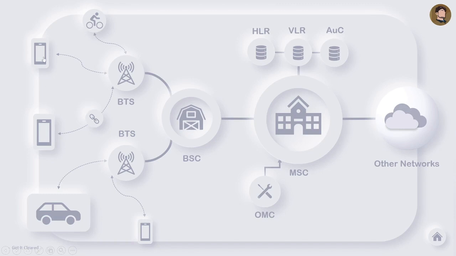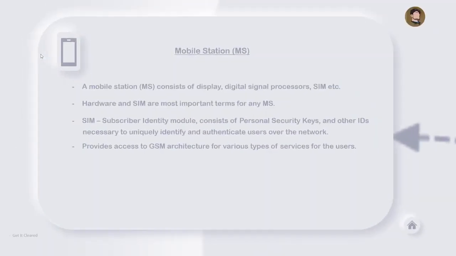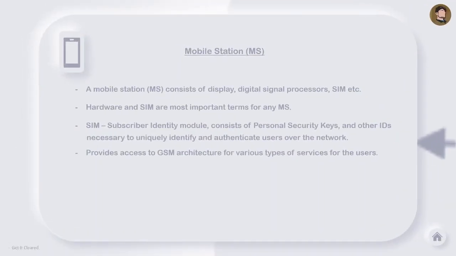Let's see what a mobile phone uses. The mobile phone in GSM is called a mobile station, right? A mobile station is very important, and it's a necessity in order for you to access the GSM network and avail various cellular services. A mobile station consists of display, digital signal processor, SIM, etc.